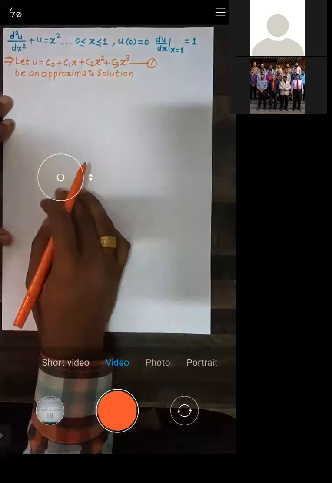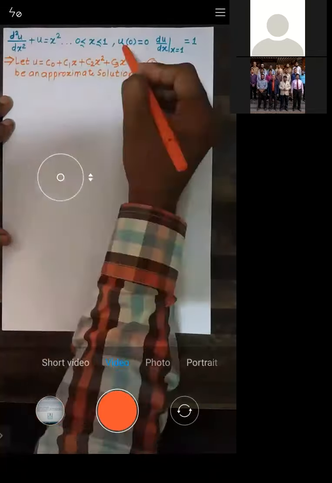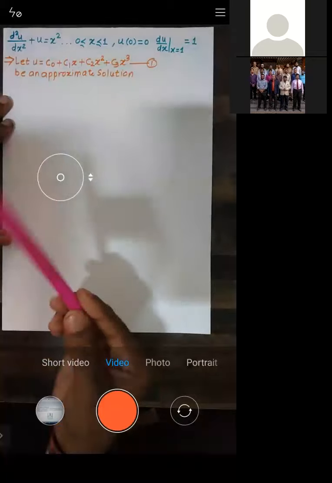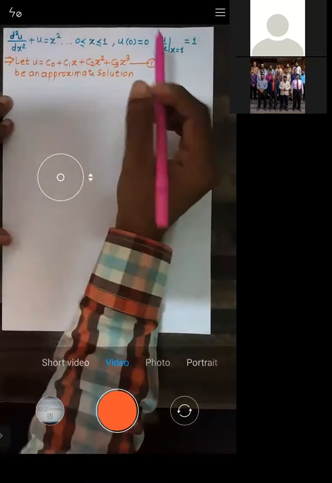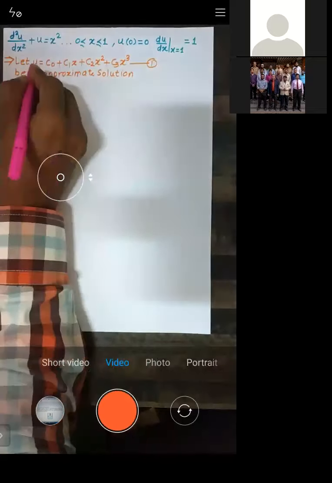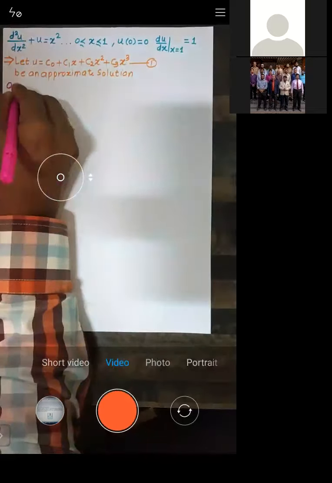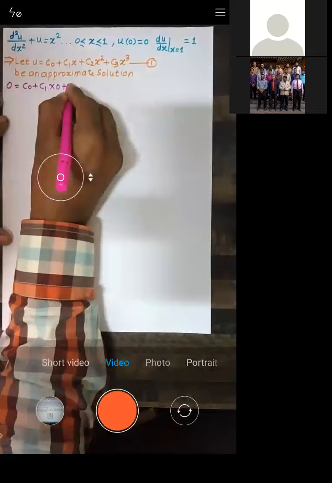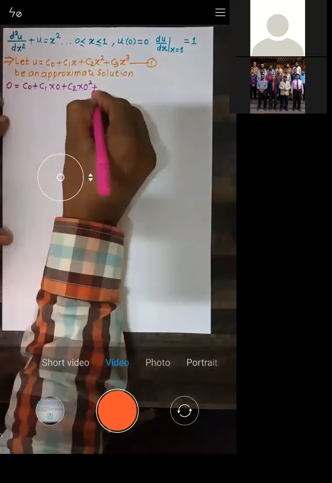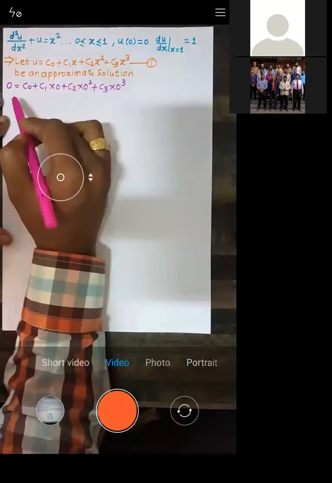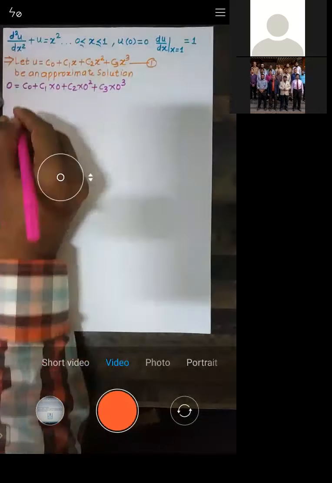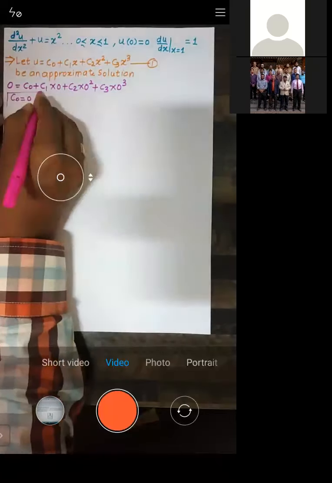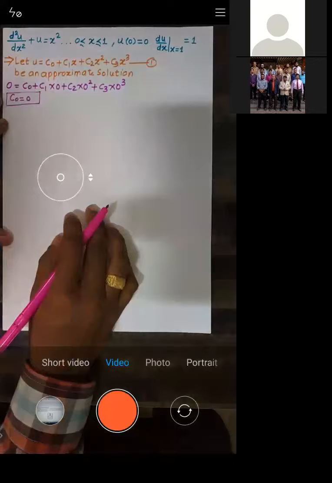Let's first apply the first boundary condition. What does the first boundary condition say? u is equal to 0 when x is 0. So I'll put u is equal to 0, and at the same time I will put x as 0. So c1 into x is 0, plus c2 into x is 0 square, plus c3 into x is 0 cube. When you take x as 0, the value of u is 0. So when you do that, you will get the value of c0 is equal to 0. This is the first boundary condition which you applied.